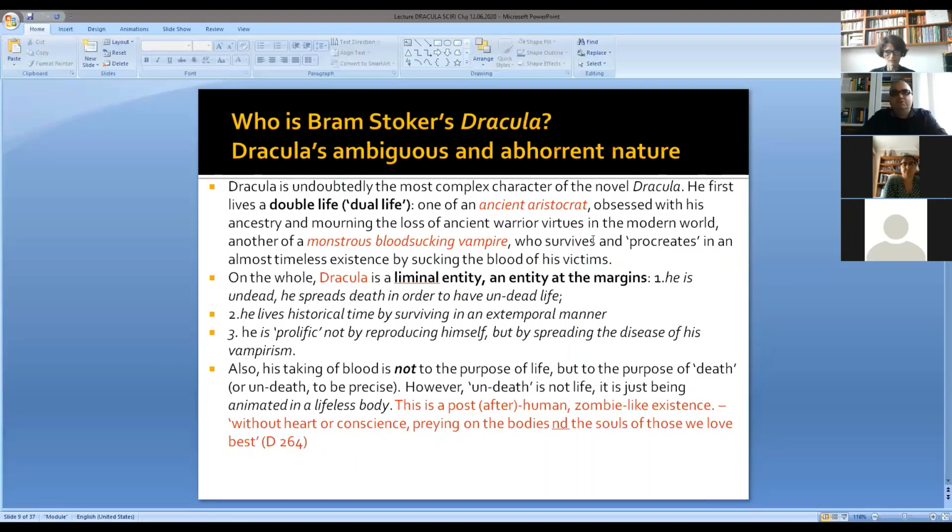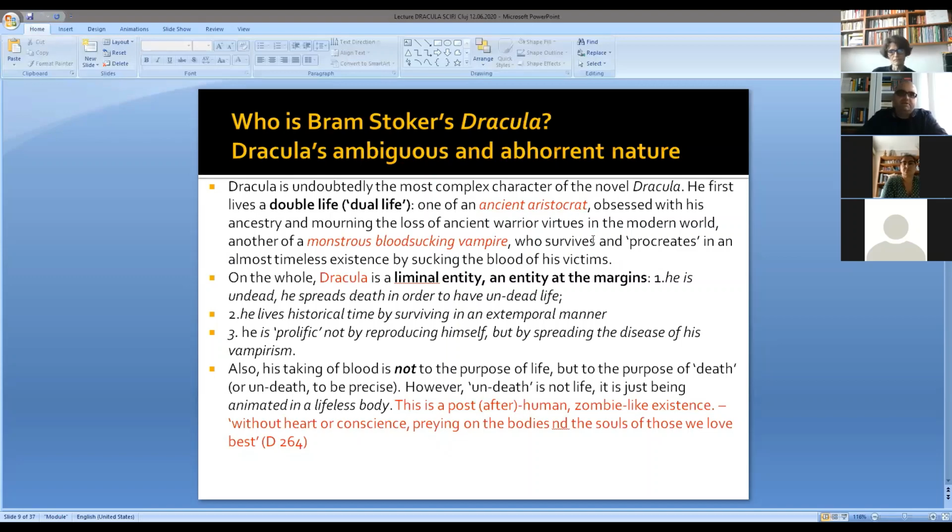The first one is the life of an ancient aristocrat, obsessed with his ancestry and mourning the loss of ancient warrior virtues. Another is the life of a monstrous vampire who survives and procreates in an almost timeless existence by sucking the blood of his victims. On the whole, Dracula is and may be described as a liminal entity, an entity at the margins. Why? Because of many things.